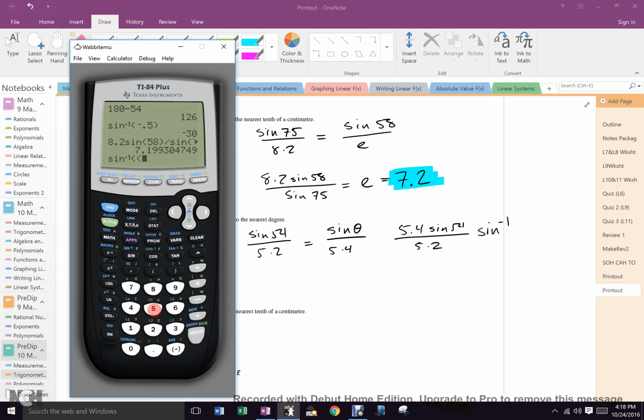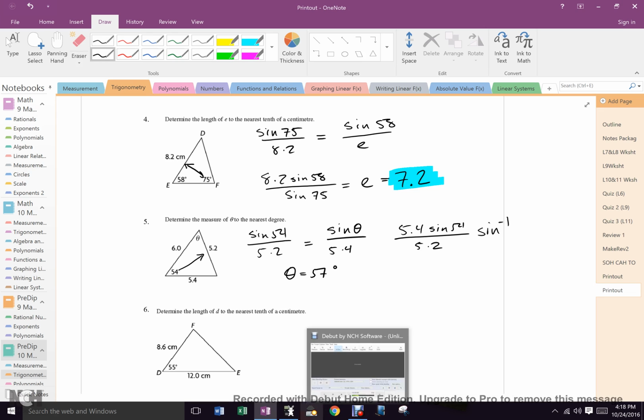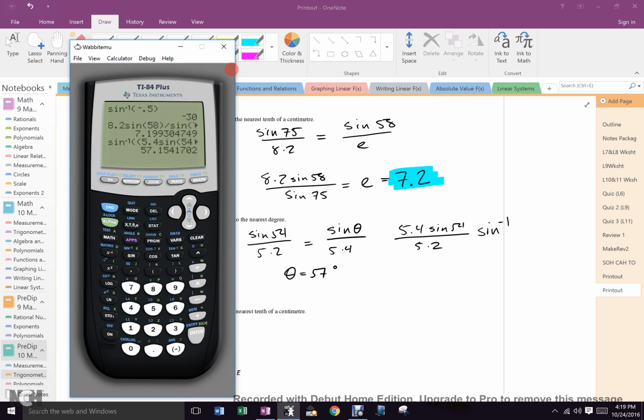Bracket, 5.4 sine 54, close brackets, again, divided by 5.2, close brackets again, equals 57 degrees. Or was it? Yeah, 57.1.